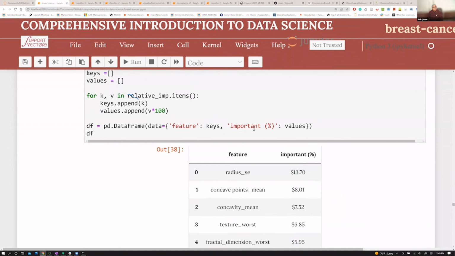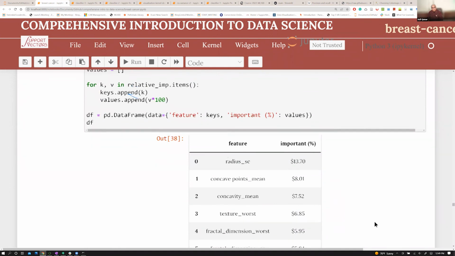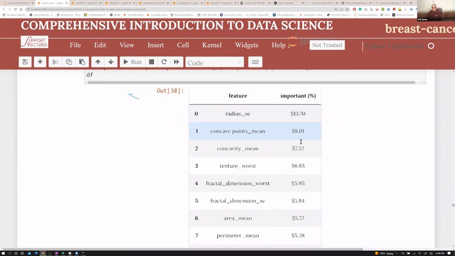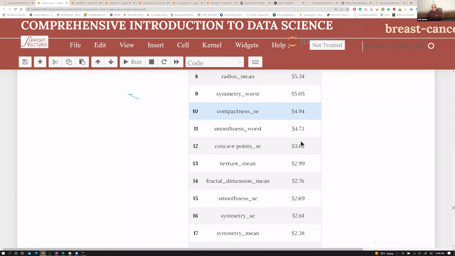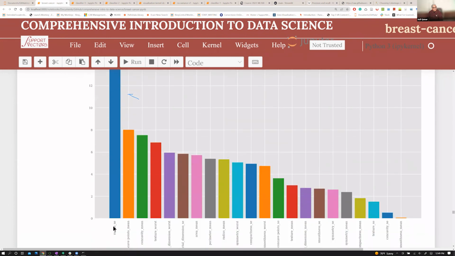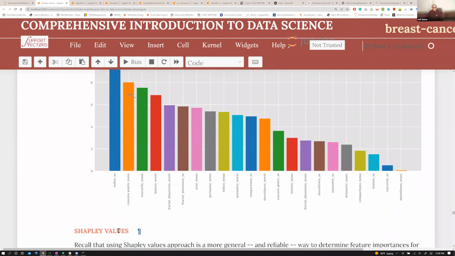Where's the feature importance percentage? Okay, I'll figure out where it is. So which is the most important feature? Radius. Second most important feature is this, and so on and so forth it goes. You can look up. Radius again happens to be the most important feature.